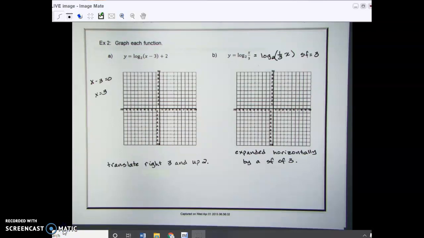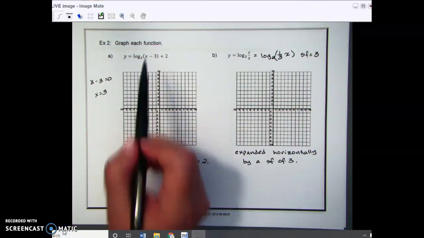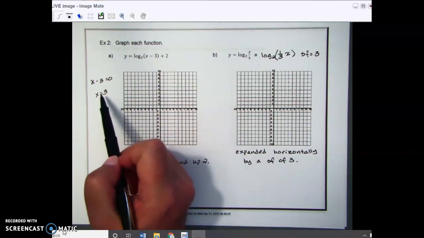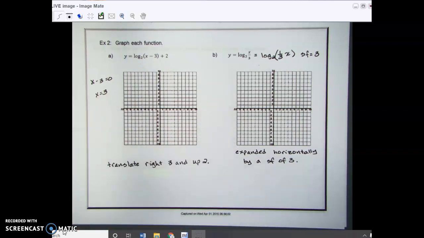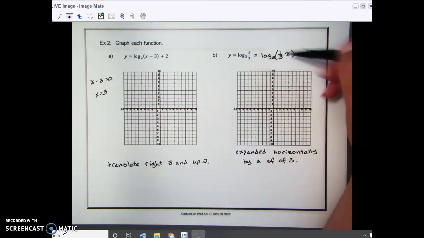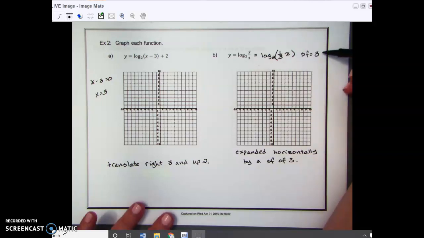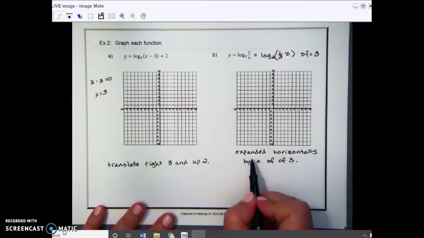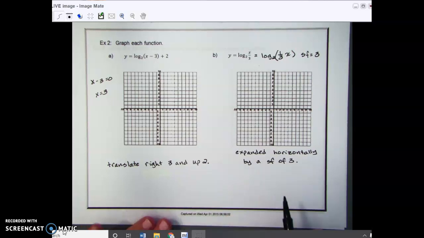So I did a little bit of work, and I noticed this was a horizontal change, so I set it equal to 0 and solved for x. That told me that I'm translating to the right 3 and up 2. And on this one, I changed x over 3 to 1/3 x, and that lets me know it's a horizontal change, so my scale factor is going to be the reciprocal, which is 3, and 3 is greater than 1, so we're going to be expanded horizontally by a scale factor of 3. So again, pause the video and see if you can graph those.